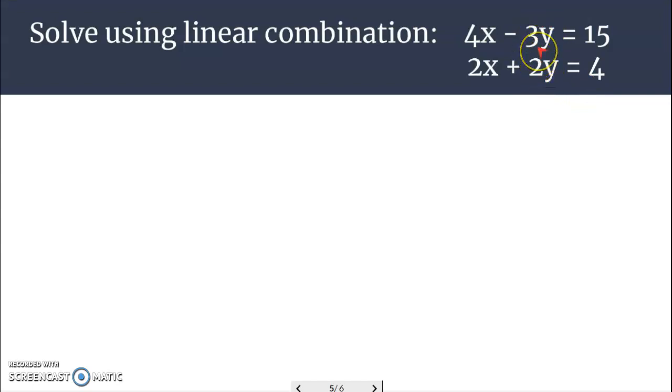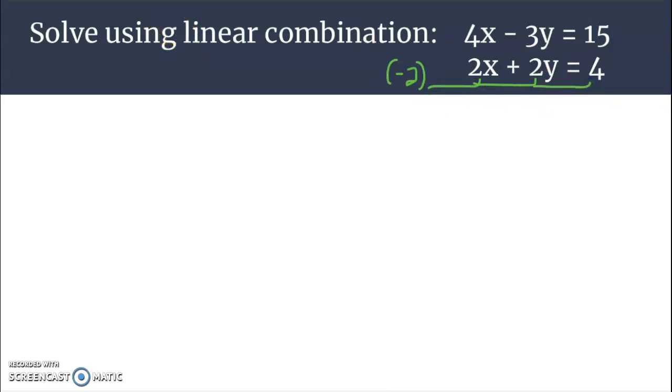We could find a common multiple of 2 and 3, which would be 6. Multiply the first equation by 2, second equation by 3, and we could get the y's to eliminate. It's a little bit easier if we multiply the second equation by a negative 2. What that does is turn the 2x into a negative 4x, thereby canceling out the x's. So we're going to do that instead.